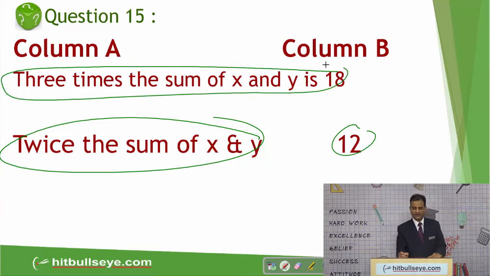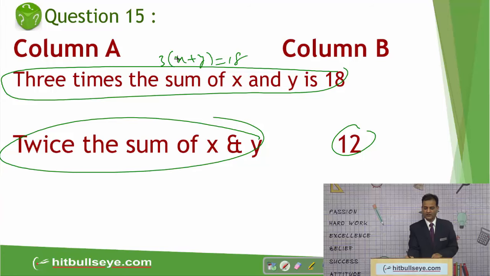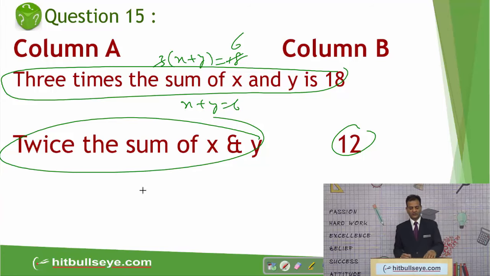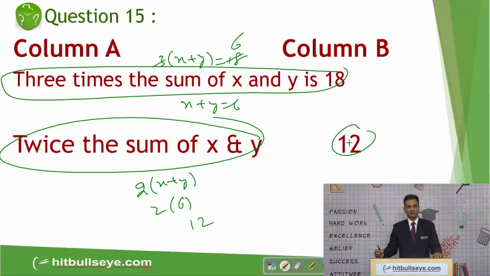3 times the sum of X and Y is 18. That means 3 into X plus Y is 18. So what is X plus Y, friends? X plus Y is 6. Twice the sum of X and Y: what is twice the sum of X and Y? 2 times X plus Y, 2 into 6, it will be 12. And here again it is given 12.